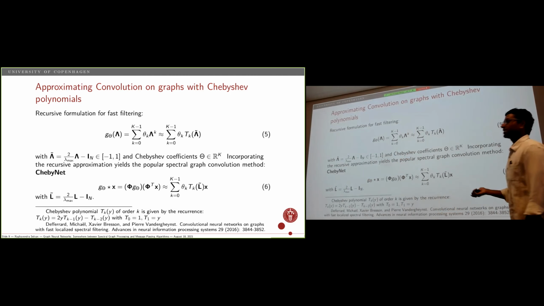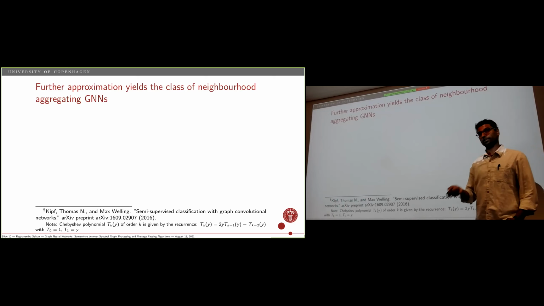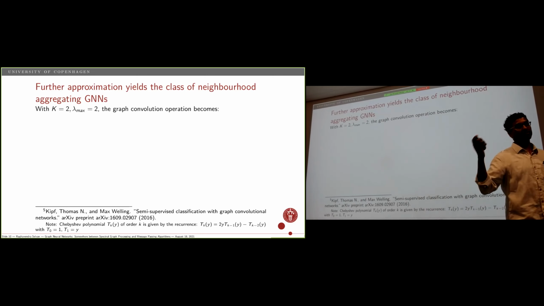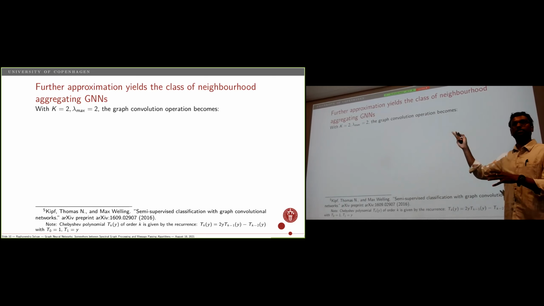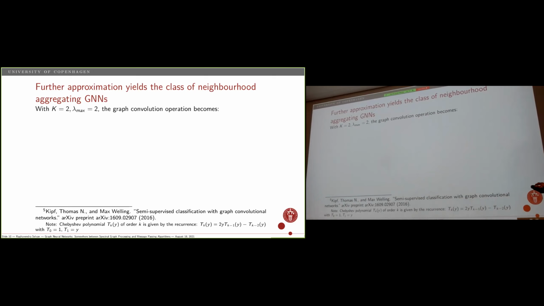So now let's get on to the next drastic level of approximation. There are several ways you can approach this, but I'm going to take up one of the works from my collaborator, Thomas Kipf, also at the University of Amsterdam, where you start out with the ChebyNet spectral filter, but then you make two assumptions. One is that you don't want to go to really large Ks, so you only want to work with K equal to 2. And the Chebyshev polynomial expansion is a recursive one.